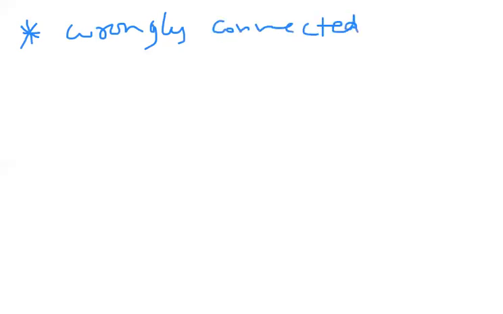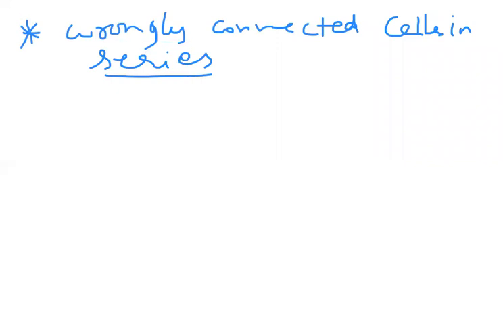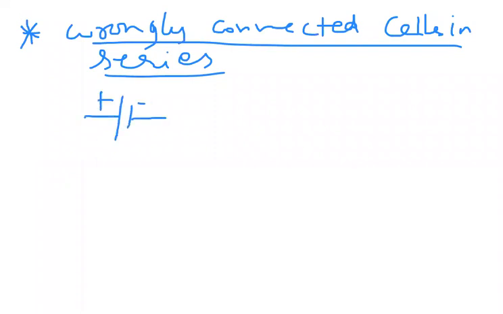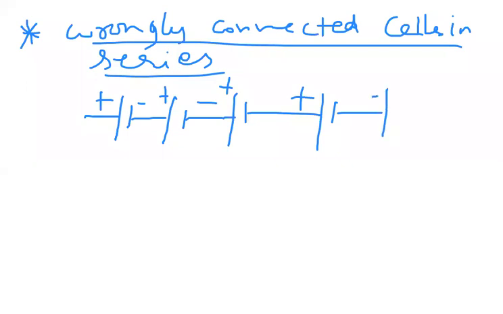Wrongly connected cells in series combination. How do we connect in the wrong way in a series combination? Let us observe carefully here. Series means positive terminal, negative terminal, and again positive terminal, negative terminal. Suppose I am taking 5 cells: positive terminal, negative terminal, positive terminal, negative terminal, like that. But one cell I connected in reverse.